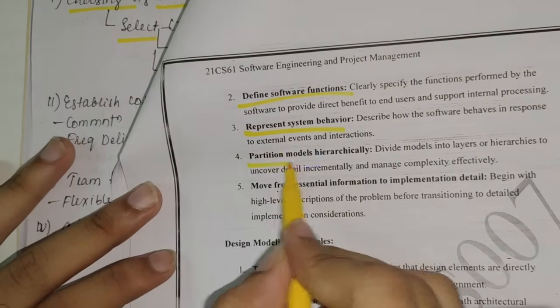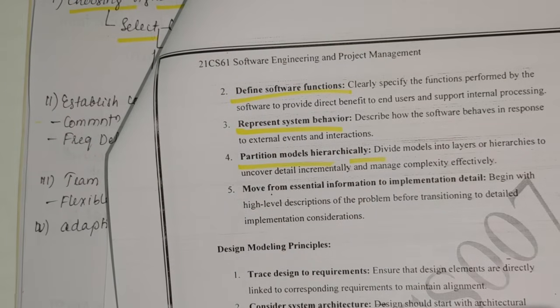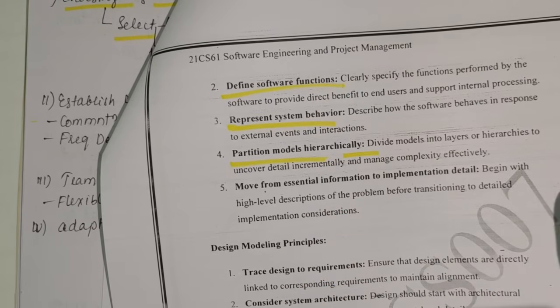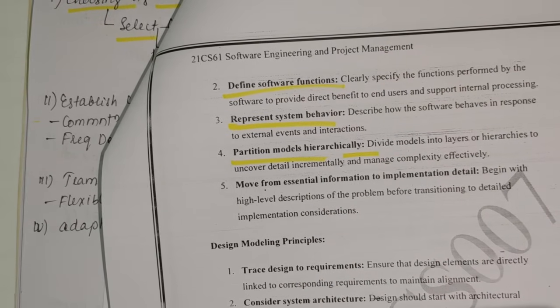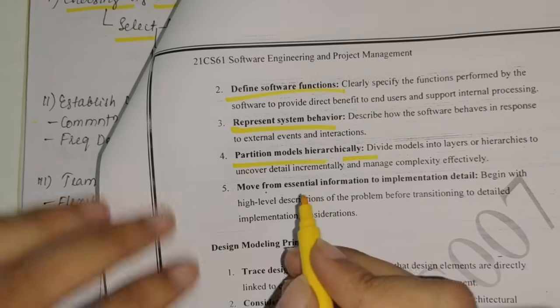Then partition model hierarchically, that is what we discussed previously, like all the functionalities should be prioritized. When these functionalities are prioritized, they come under a hierarchical manner. So first, for making a YouTube application, the login page should be there. After the login page, I should be able to search. All those we are prioritizing, right? Making a hierarchy of models.